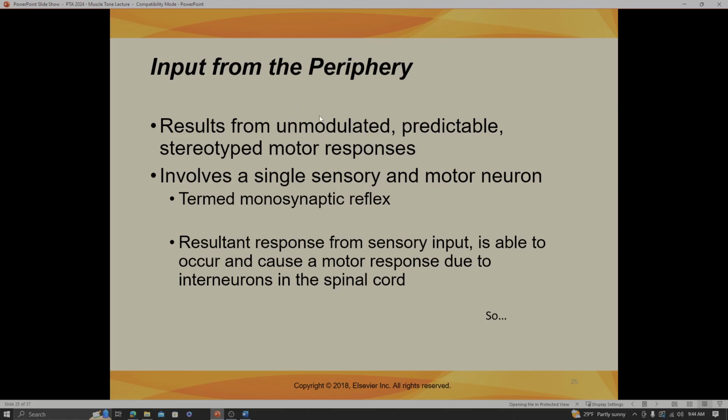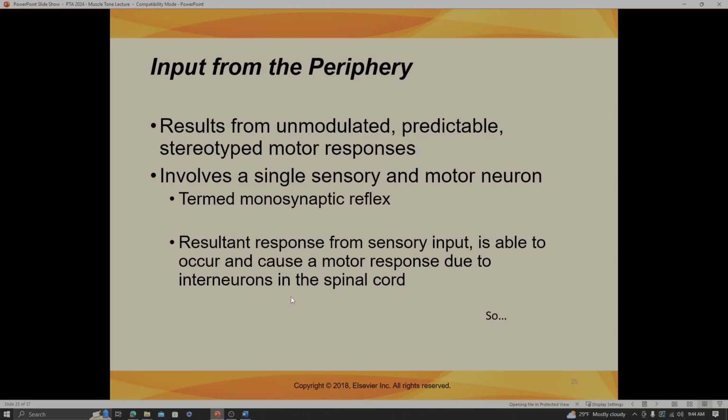When we get input from the periphery, it's usually a fairly unmodulated, pretty predictable, stereotypical motor response. When we have a single stage sensory and motor neuron, so one single sensory and one single motor neuron, a very simplistic sort of afferent and efferent reactive phenomenon, right? So one sensory input resulting in one motor input, or one motor output, I should say, is going to be termed a monosynaptic reflex. And this is the result from a sensory input that is able to occur and cause a motor response because of the inner neuron, right?